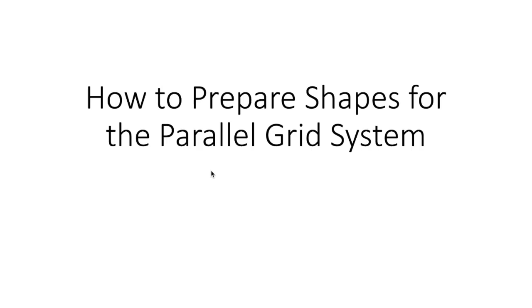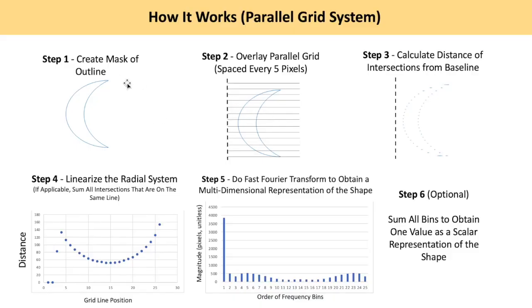In this video, we'll talk about how to prepare shapes for the parallel grid system. This is how the parallel grid system works. Say this crescent is your shape. What it does is that it finds the bottommost edge of your shape, and that will be the location of the first parallel grid line.